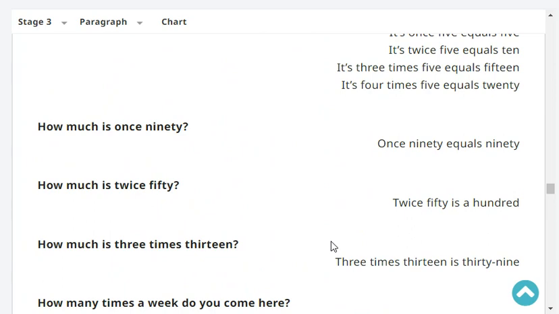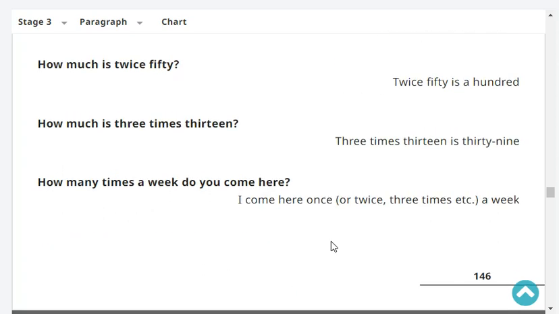Okay, how much is once 90? Once 90 equals 90. How much is twice 50? Twice 50 equals 100. Very good. How much is 3 times 13? 3 times 13 equals 39. Right?